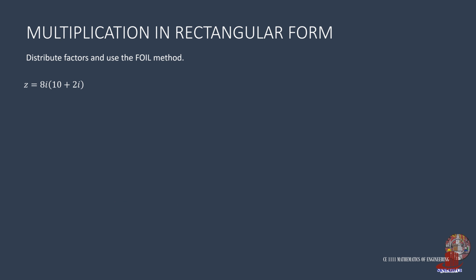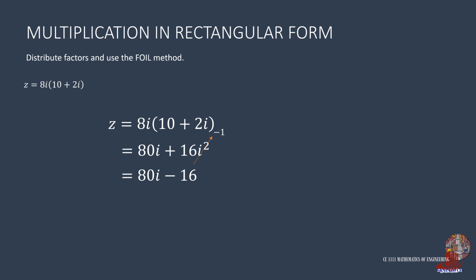For the second exercise, multiply 8i to 10 plus 2i. That would be 80i plus 16i squared, where i squared is negative 1, making the z as 80i minus 16. Arrange the terms to the standard form, thus z is negative 16 plus 80i.